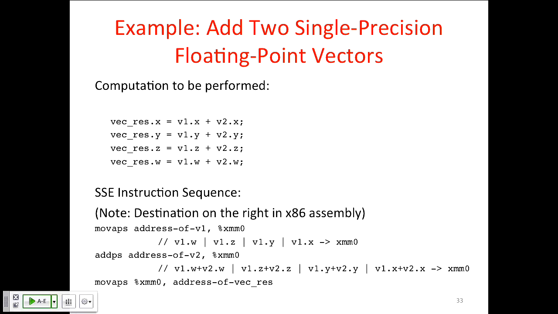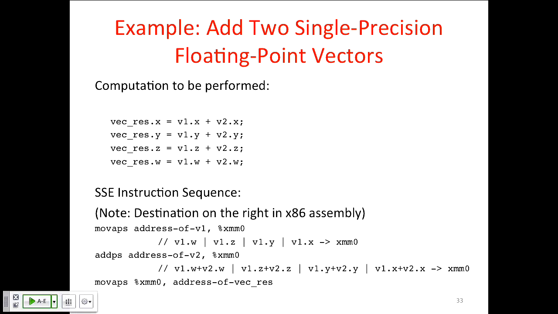Okay, so let's dive down a little into just this translation from 4 scalar ops into a SIMD op. What does it actually look like? So here's the code we're going to do. We're going to add 2 single precision floating point vectors. So vector 1 and vector 2 are going to be added and put into vector result. And we have x, y, z, w components of these 2 vectors. So the way this would look in Intel's SSE code, this is the assembler mnemonics for Intel SSE.